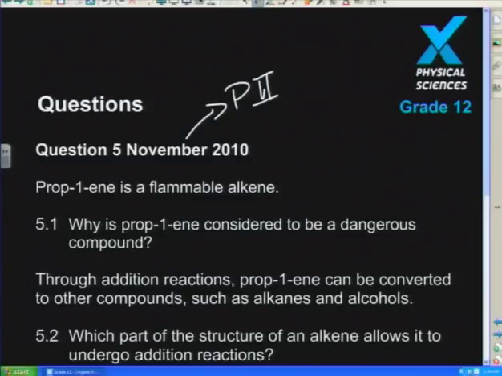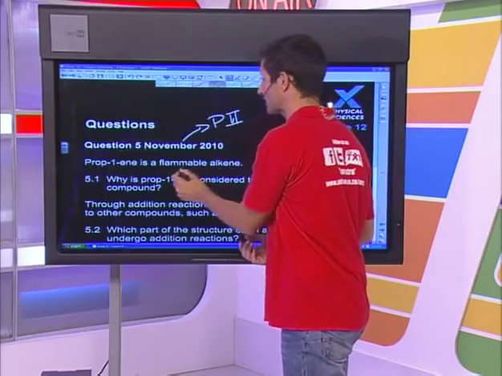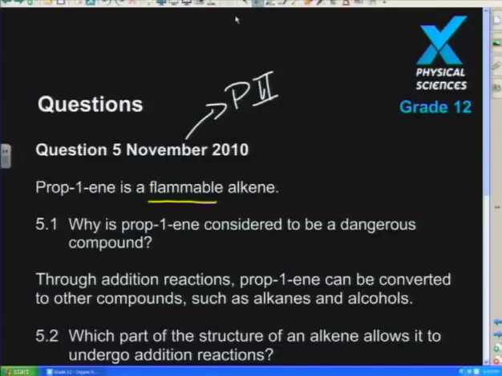Okay, so we're going to jump straight into the questions. We don't have a lot of time, and I want to work you through this because this is in the notes. It says, why is prop-1-ene considered to be a dangerous compound? Now very often they'll start off with a very nice and easy question like this. They say, okay, well, that's no problem. They've actually given you the answer over here. Well, one of the reasons that prop-1-ene is a dangerous compound, they actually tell you, is because the thing can catch on fire. It's flammable.